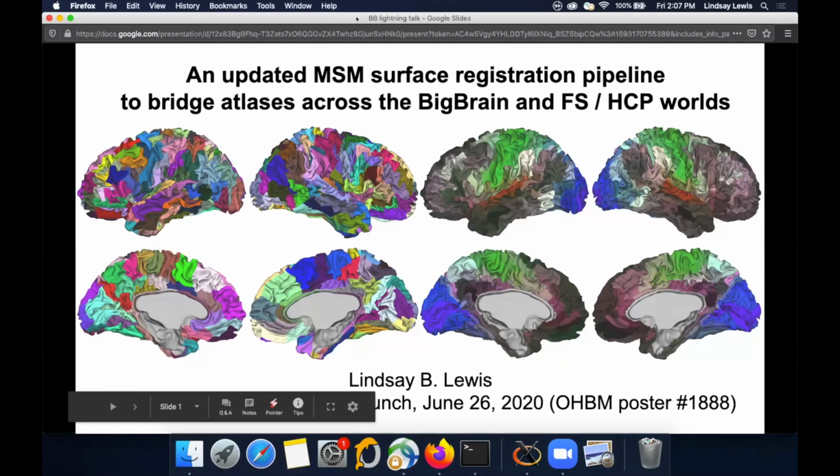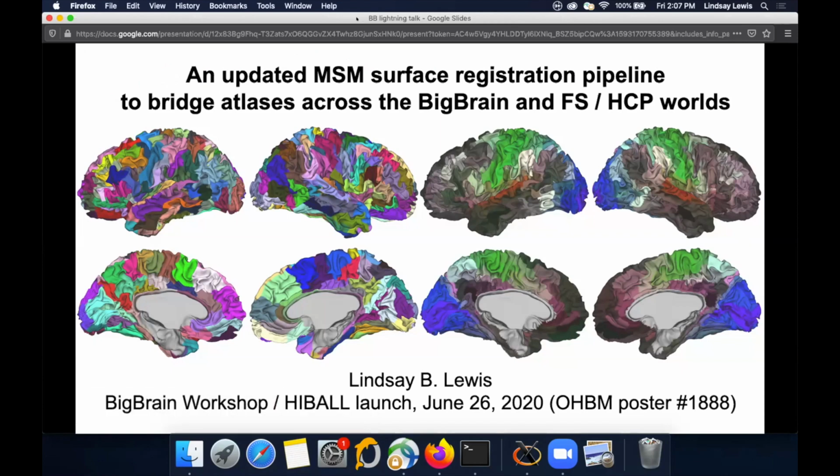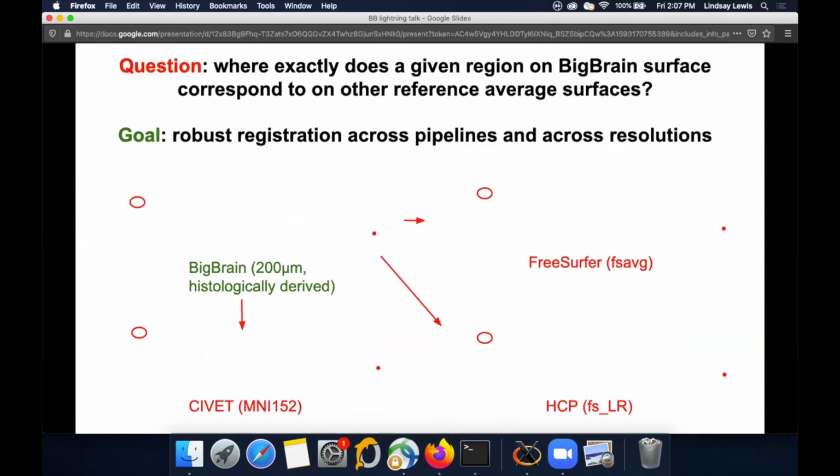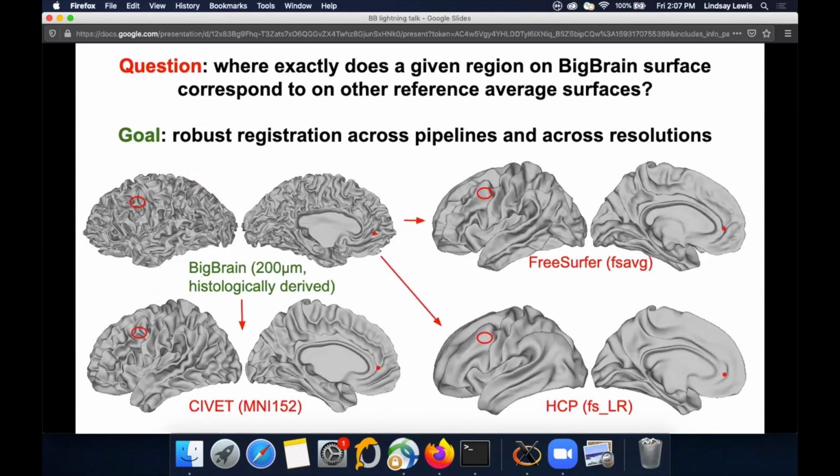Okay, today I will give an update on our MSM surface registration pipeline to bridge atlases across the BigBrain and the FreeSurfer and Human Connectome Project worlds. This is a collaboration between Alan Evans' lab here at McGill and also David Van Essen's HCP group at WashU in St. Louis. Put most simply, our question is, where exactly does a given region on the BigBrain surface correspond to on other well-known reference average surfaces, such as FreeSurfer's fsaverage and also HCP's fsLR?